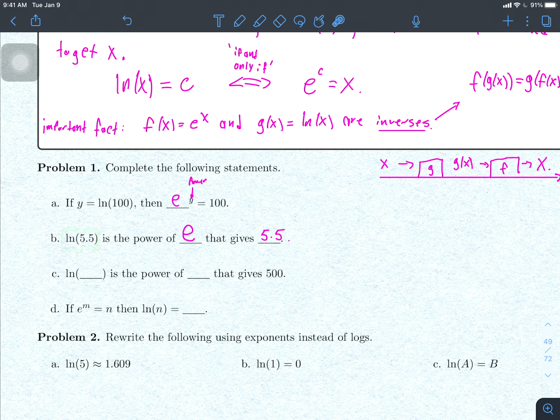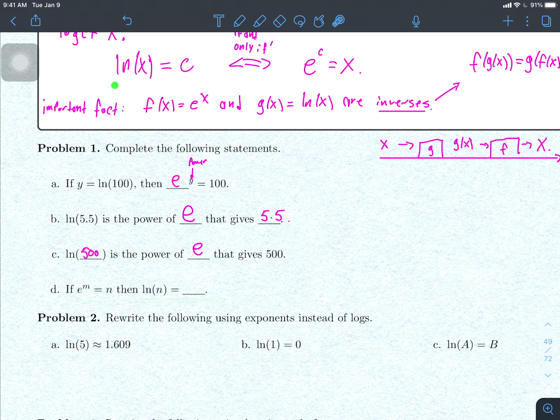This one is pretty much a straight copy and paste from what's up here. They just switched up the letters on us. So e to the m equals n. In our case, n is like the x, so I'm going to put the n where the x goes on the other thing. And then the m was the power, so the power from my previous thing became the right-hand side in my new equation. That's why I'm going to put m on this side. So e to the m equals n implies that ln of n is equal to m.